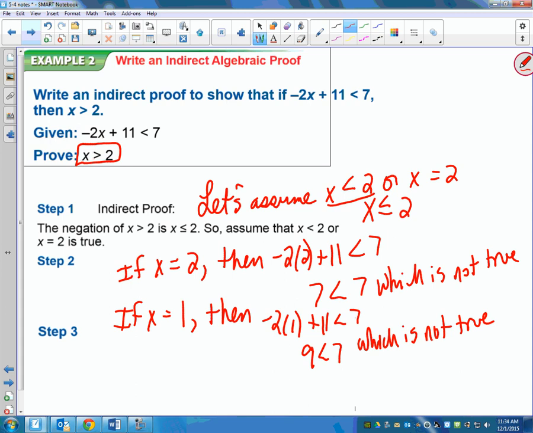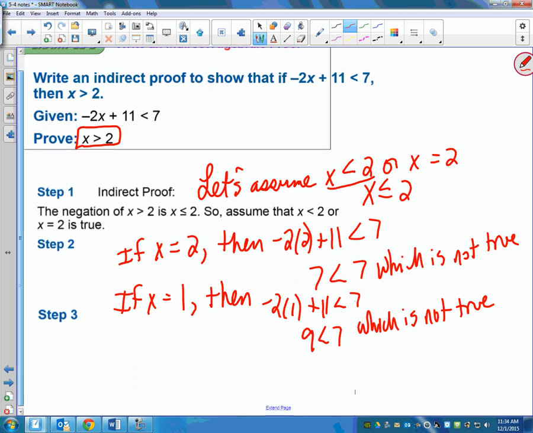Step 3, we can say, since numbers equal to 2 and less than 2 do not work, the only option is that x is greater than 2. Or therefore, x has to be greater than 2. This is the book's way of writing it.